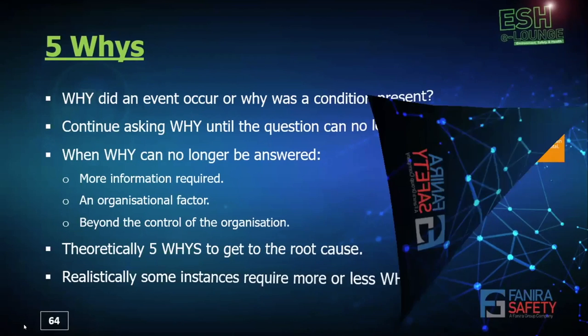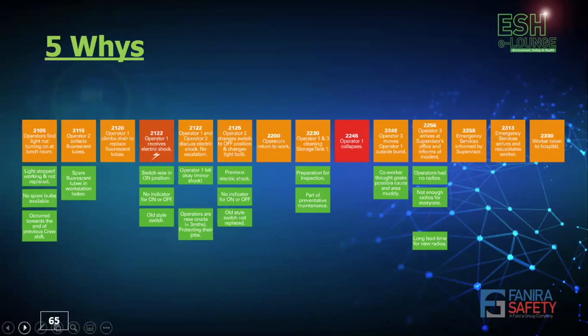So looking at our timeline that we established, the green is the 5 whys conducted for each. So for example, at 9:05, the operator found the light not turning on at the lunchroom. So why did that happen? The light stopped working and was not replaced. Why was it not replaced? There were no spare bulbs available. Why was that? Well, it occurred towards the end of the previous crew shift, right?